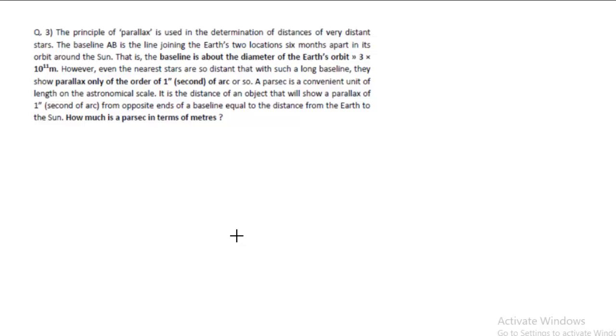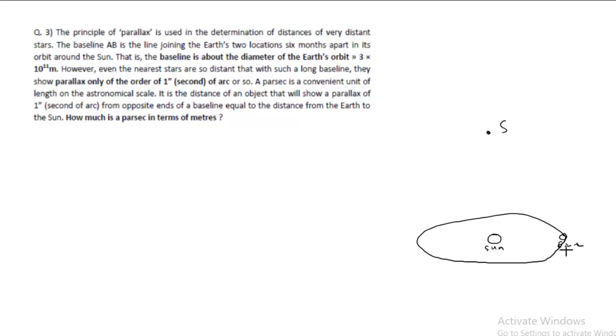So we will use the parallax concept to measure the distance of a star. For that, we will consider a star as S and the distant star as S dash. Now you can see this is the sun and this is the earth, and earth is revolving around the sun in a circular orbit like this.